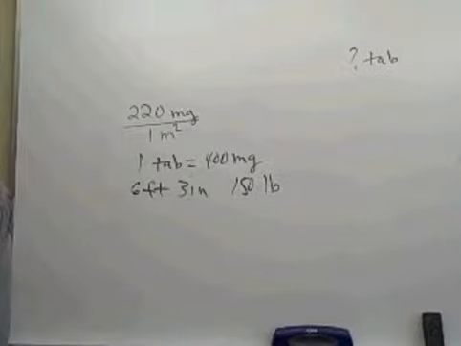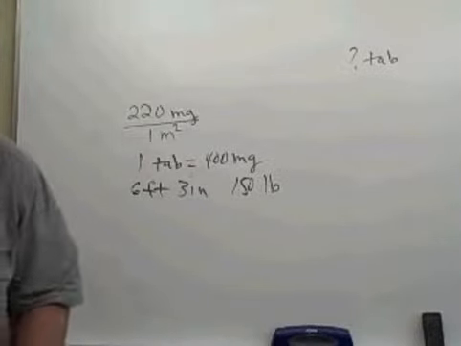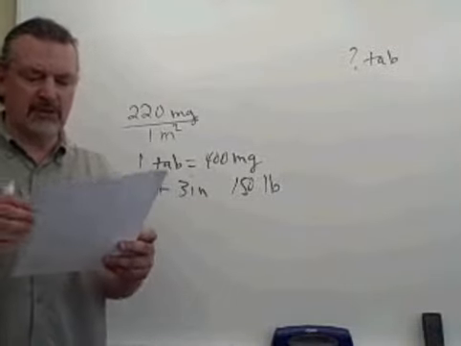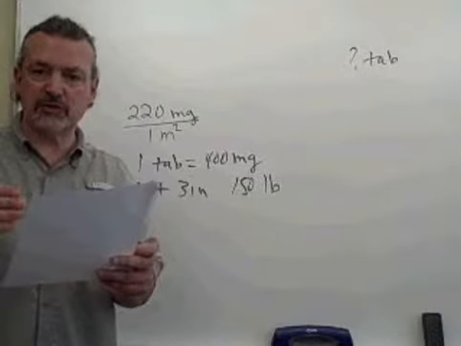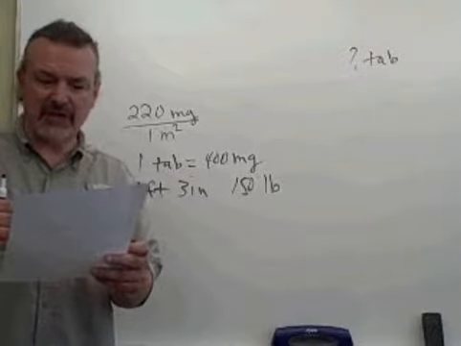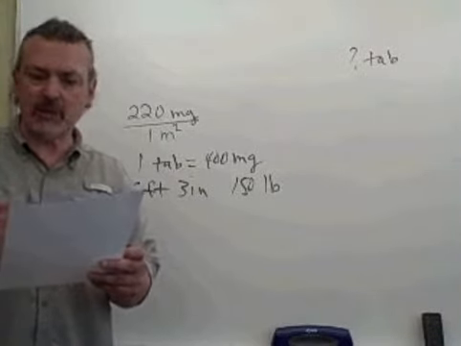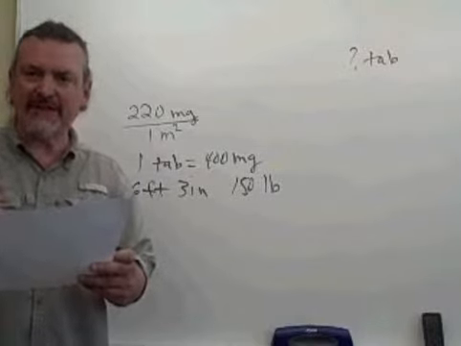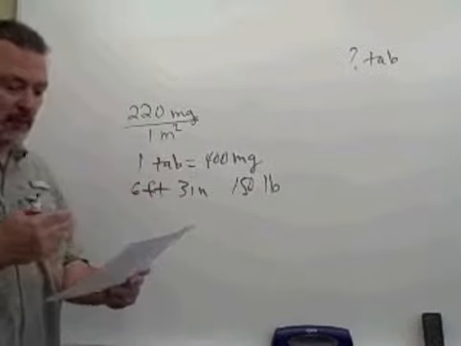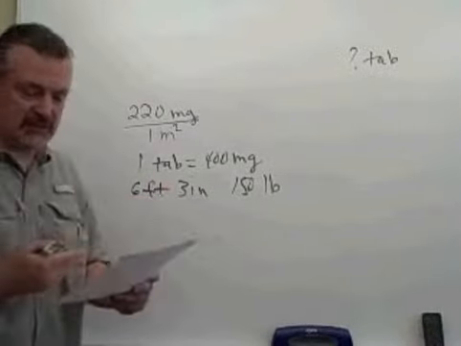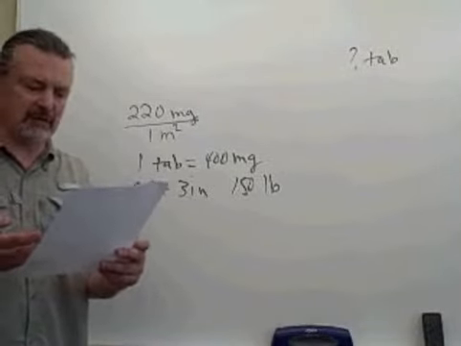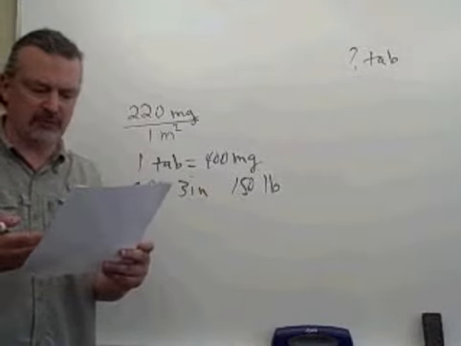Find your sheet that you printed out that gives you the formulas for body surface area. You'll notice the two formulas. One is used when the information we have is in metric units, and one is used when the information we have is in household units. We need the patient's weight and height. We have weight in pounds and height in feet and inches. Those are household units, so we need to use the second formula, BSA for household units.